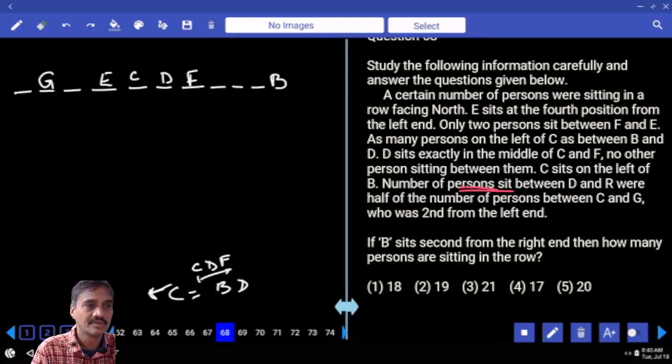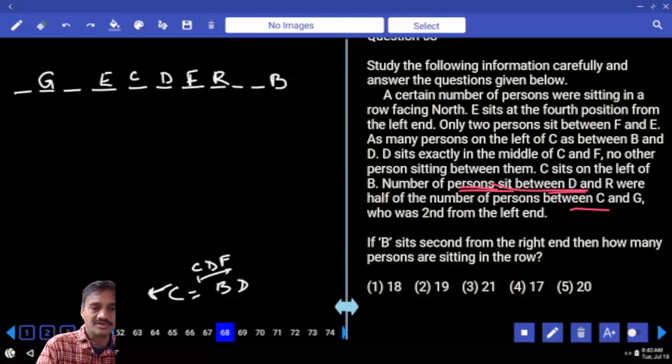Now follow here and next one, the number of persons between D and R is half the number of persons between C and G. Now in between C and G, how many persons are there? 2. That means now in between D and R it must be half of these 2. Hence in between D and R there must be exactly 1 person. Clear? And this is one such possibility we have.